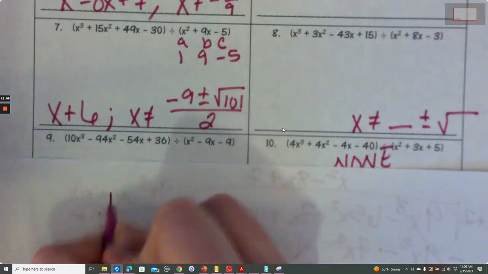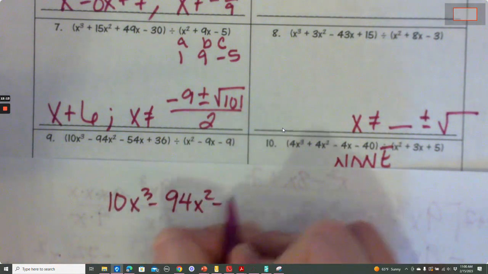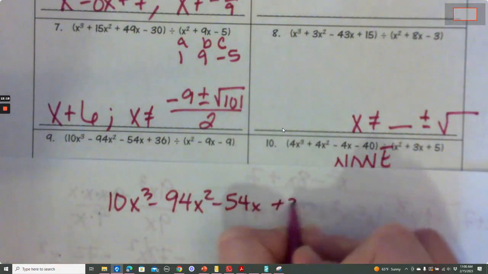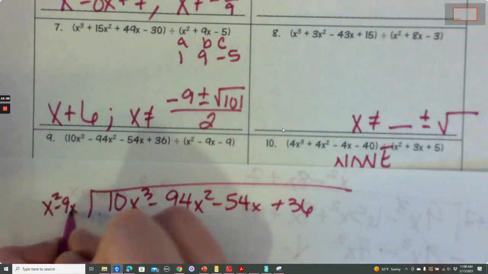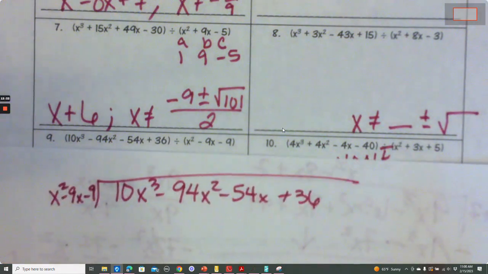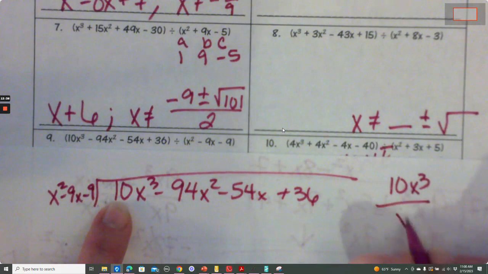Okay, all right, here we go. Number 9. 10x cubed minus 94x squared minus 54x plus 36 divided by x squared minus 9x minus 9. All right, 10x cubed divided by x squared.